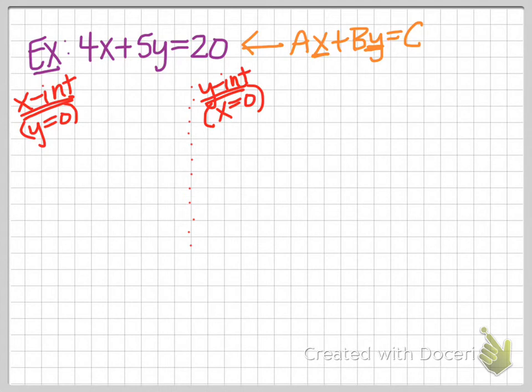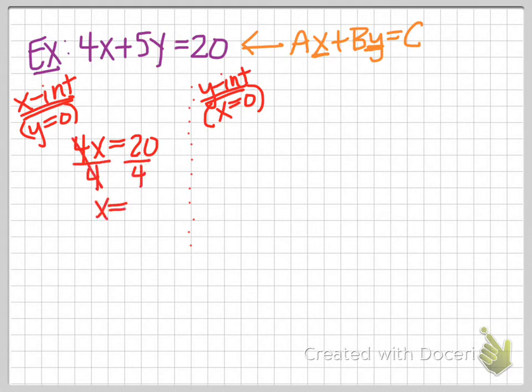Okay, so for the x-intercept, that's where y is 0, so we're going to replace y with 0, or you can kind of think we're going to just get rid of that whole term. When we do that, we get 4x equals 20. I fixed my equation. To solve this equation, we're going to divide both sides by 4 to get x by itself. So x equals 5.